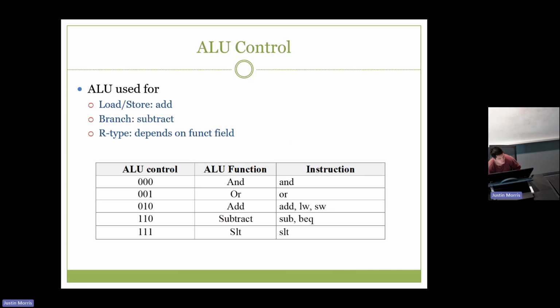Okay. So the ALU is going to be used for load and store. And when it is doing load and store, what it needs to do is add, right? So I need to add the base address and the sign extended immediate together. For a branch, I need to subtract, right? Because we're going to subtract and see if these 2 things are equal by setting the 0 flag or not setting the 0 flag. And then for R types, it depends on the funct field, right? And here is a table of the ALU control code. What is the function? What is the instruction? Right? So if I get 0, 0, 0, I'm going to do an AND, which corresponds to my AND instruction. 0, 0, 1 is OR for my OR instruction.